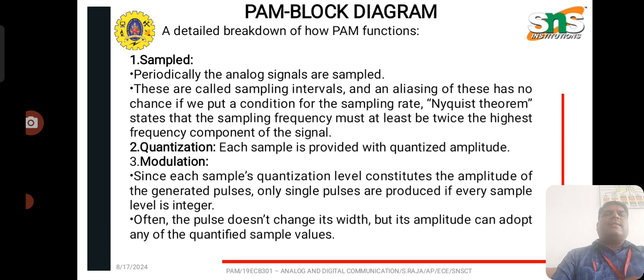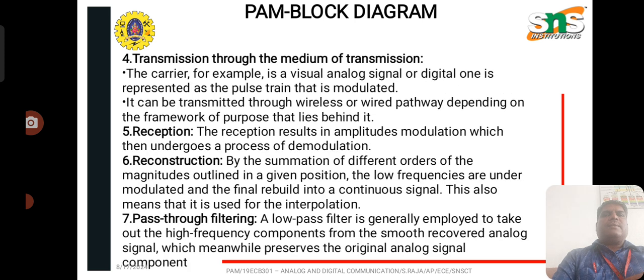Modulation: since each sample quantization level constitutes the amplitude of the generated pulses, only single pulses are produced if every sample level is an integer. Often the pulse doesn't change its width, but its amplitude can adapt to any one of the quantified sampled values. Transmission through the medium of transmission: the carrier, for example, is an analog signal or a digital one, represented as the pulse train that is modulated. It can be transmitted through a wireless or wired pathway depending on the purpose behind it.